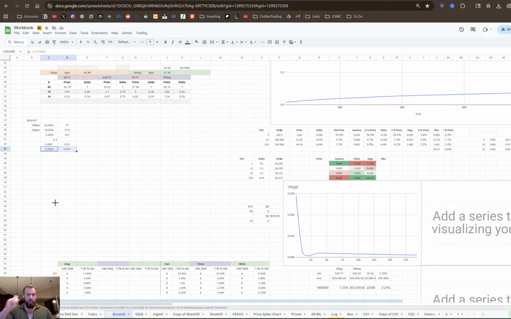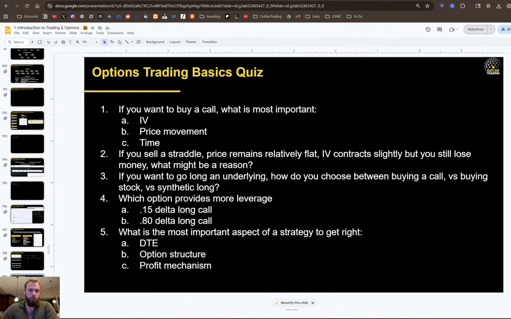Okay. Any questions on this first question, which is if you want to buy a call, what's most important? What ends up being most important for the long call scenario is if the underlying moves in the direction you want. That's ultimately what matters and what matters most. All right, let me see what you guys got. So it looks like everybody was on the same page with B.